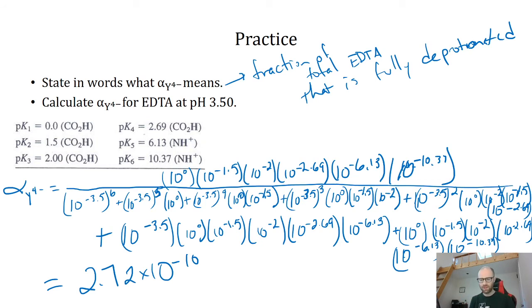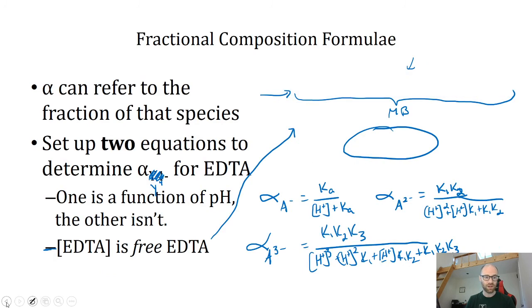No units there because this is a fraction. I mean, basically it's a percentage that you haven't multiplied yet, but that's such a small percentage. That's like parts per billion territory. All that tells me is that at a pH of 3.5, the amount of EDTA that is in the fully deprotonated form is very low, which should be consistent with the graph that we saw.